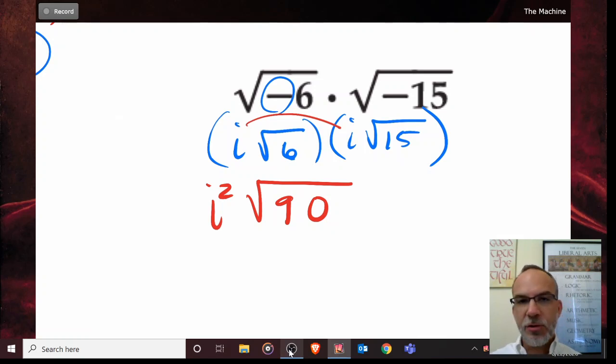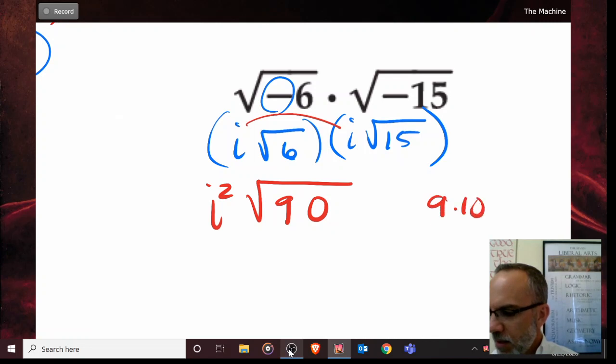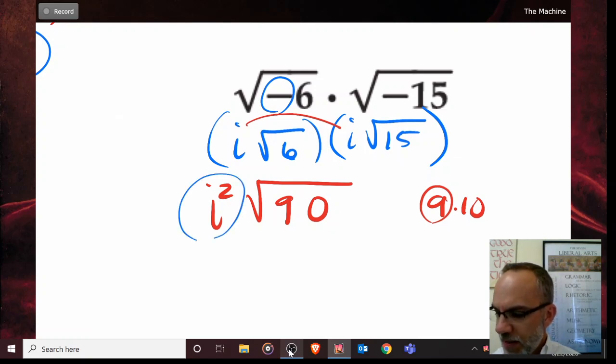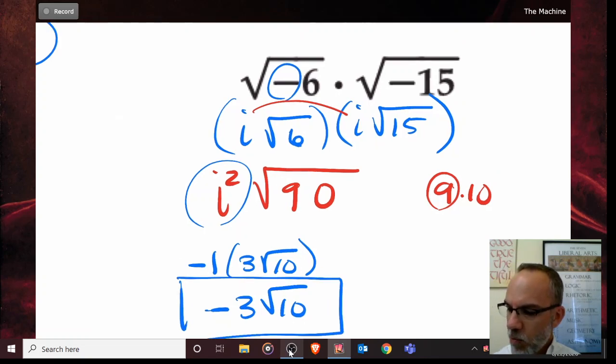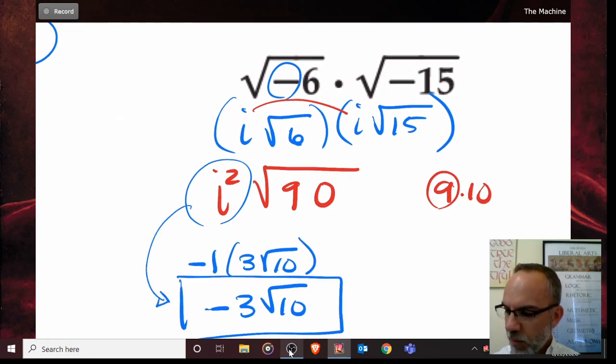Now, the i's are taken care of. I've got the imaginaries out of the radical. And so now I can simplify what's inside the radical. Isn't 90 9 times 10? And 9 is a perfect square. So now I can simplify i squared. i squared, what is that? That's negative 1. And then I can simplify the square root of 90 as 3 square root of 10. And now let me put them all together. Negative 3 square root of 10. There we go. And the i squared was the thing that was responsible for that negative sign.